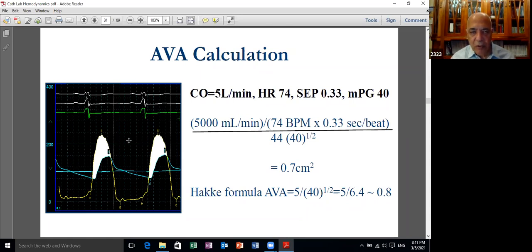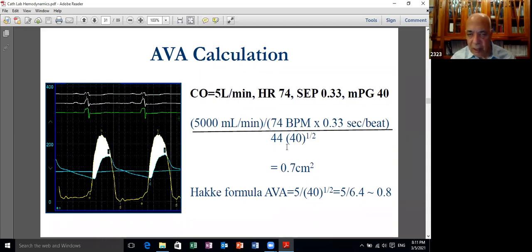So if you substitute the values, if you have a patient here with a cardiac output of 5 liters per minute, heart rate of 74, systolic ejection time of 0.33, and a mean pressure gradient of 40, you substitute that and you get the area.